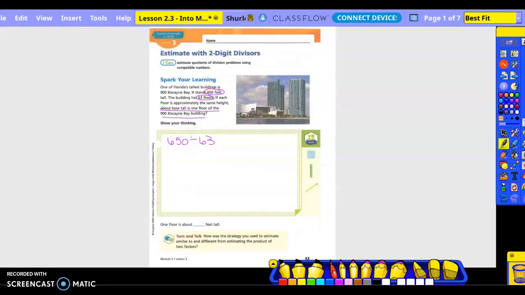It's usually easiest to look at the divisor to get your estimations. So what could we estimate 63 to? We can either do 60 or 65. In this case, what do you think would work best? 65, right? Because of 650. So we're going to put 65 here and then draw our box like we did the other day and do partial products.